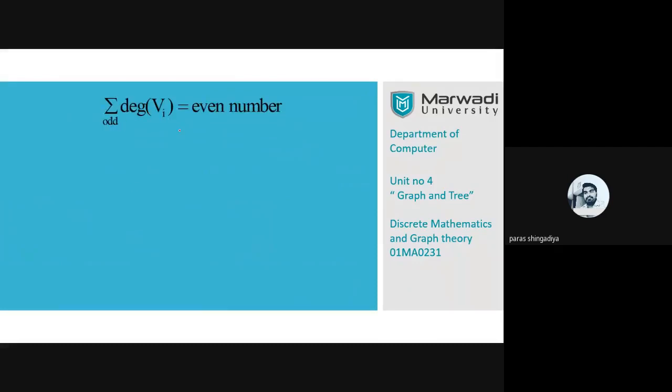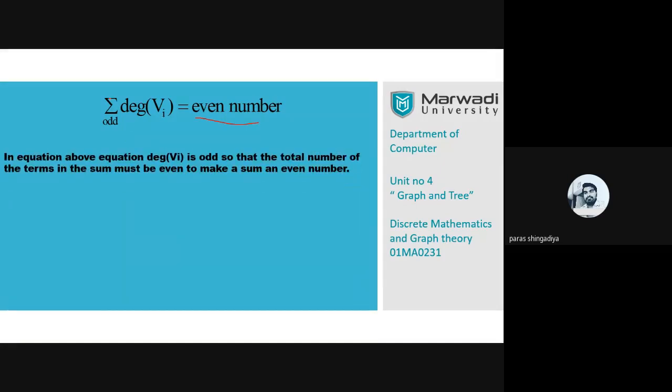Sum of degree of vi odd is equal to an even number. Here such vertices are involved whose degree is odd, so what will their sum be? It will be an even number. That is the meaning of this result. Again I clarify that here such vertices are involved whose degree is odd. When we take the addition of all such vertices whose degree is odd, this addition becomes an even number. That is the meaning of this sentence. And by using that, we will prove the number of vertices must be an even number.